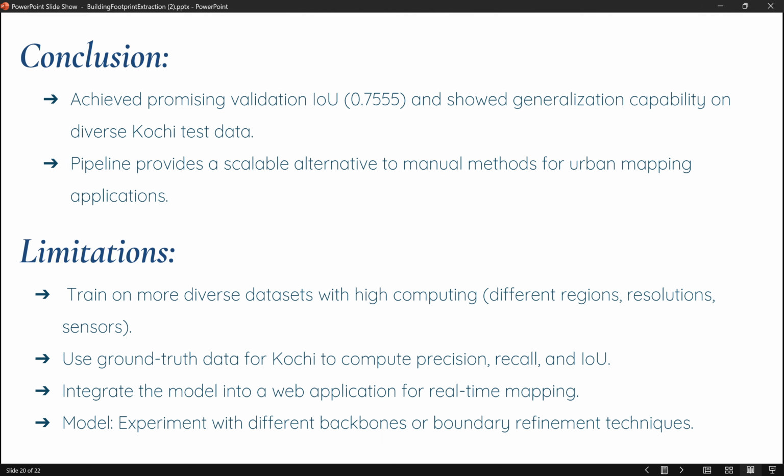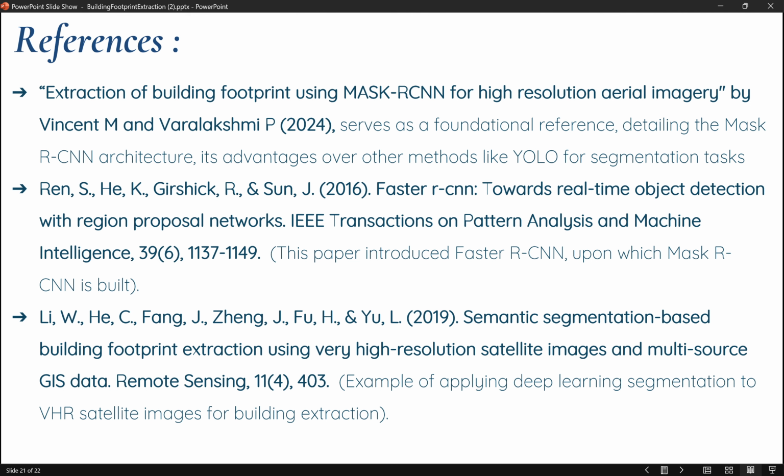for real-time mapping capabilities. These are some of the key references that inform this project, including foundational work on Mask RCNN and Faster RCNN, as well as studies on applying deep learning for building footprint extraction.